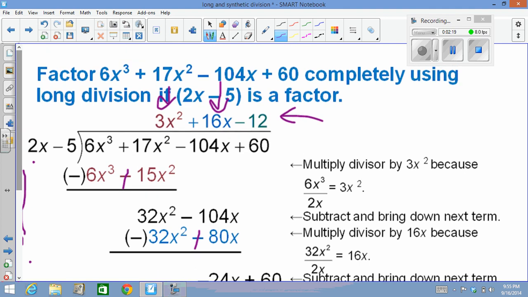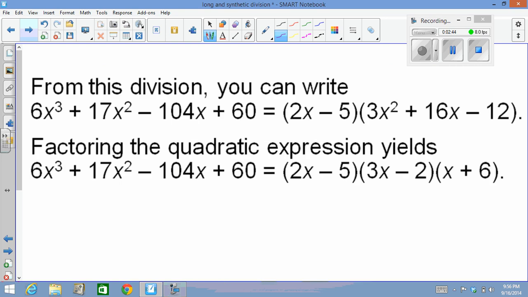And there we go. So we do know that 2x minus 5 is a factor of 6x cubed plus 17x squared minus 104x plus 60. But we're still not done yet because the direction said we had to factor. So now I'm going to be left with a depressed polynomial. The depressed polynomial would be 3x squared plus 16x minus 12. So if we look at the next page, I already know that I can factor 6x cubed plus 17x squared minus 104x plus 60 into 2x minus 5 and then this depressed polynomial.